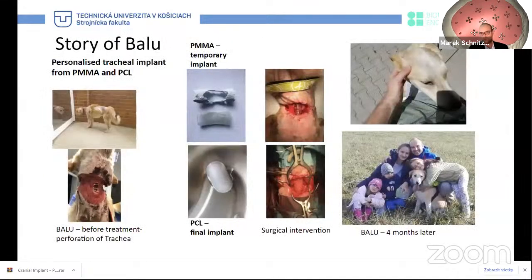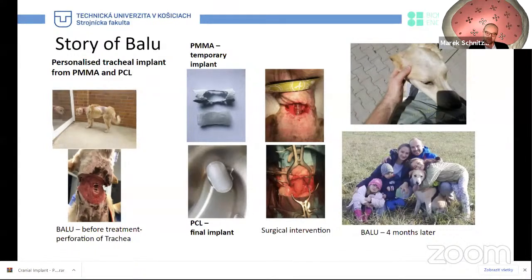And maybe one more product which we produced last year. This is the implant for tracheal diseases or disorders, or traumatic tracheal defects. Right now we are testing it in preclinical testing in animals, in pigs, because this was a case study of a dog. The dog is now in my house, so I have been living with him for 1.5 years, and he is in a very good condition.